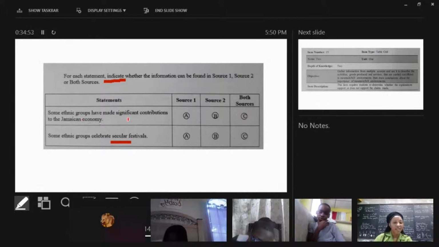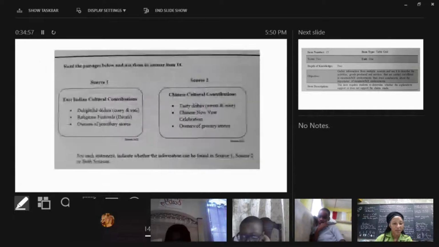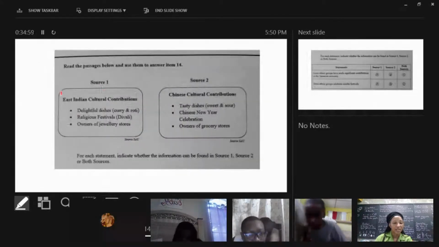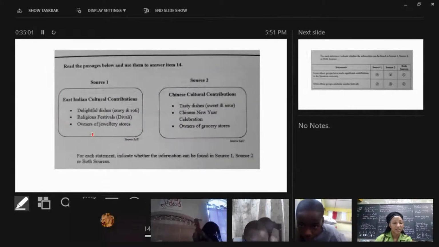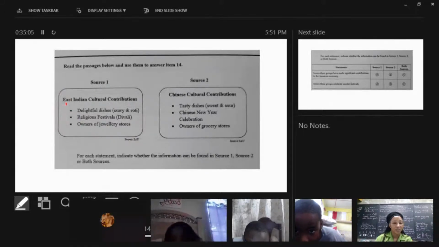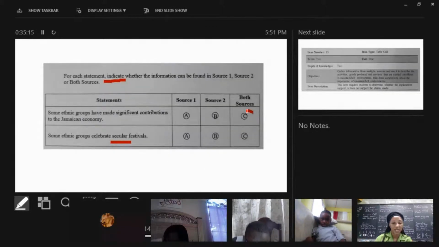Some ethnic groups have made significant contributions to the Jamaican economy. Does source one say that? East Indian cultural contribution. And yes, source two says Chinese cultural contribution. So both sources are telling us about the contribution. So that would be C.